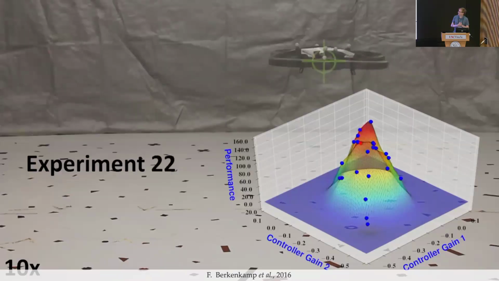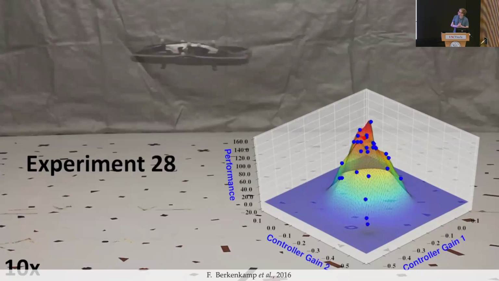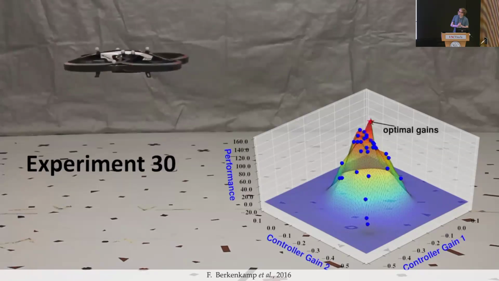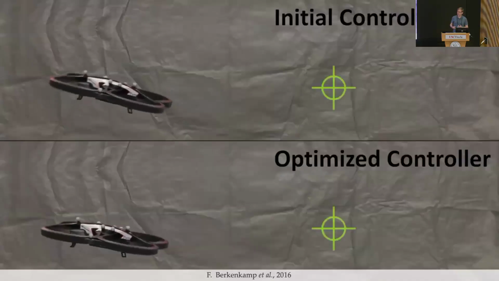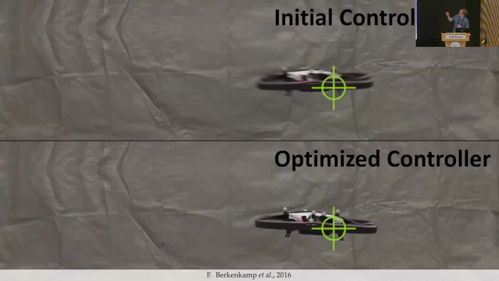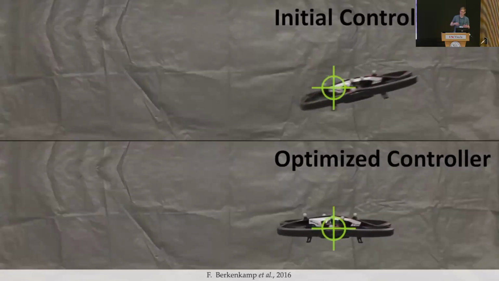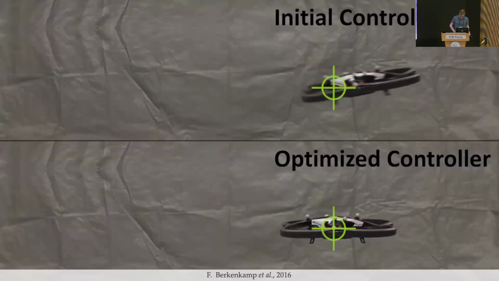The set point tracking improves. And I think we're almost there. So now we have found the optimal gains, and you can see the comparison from where we started and how we ended.